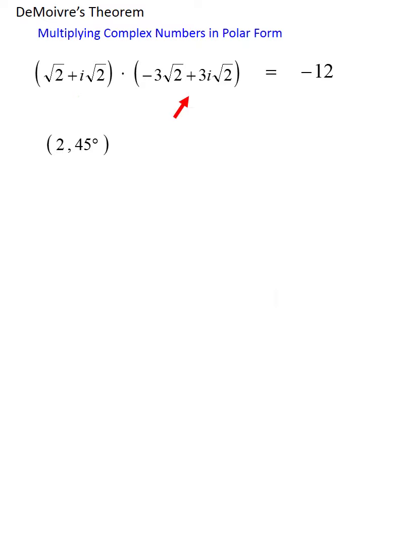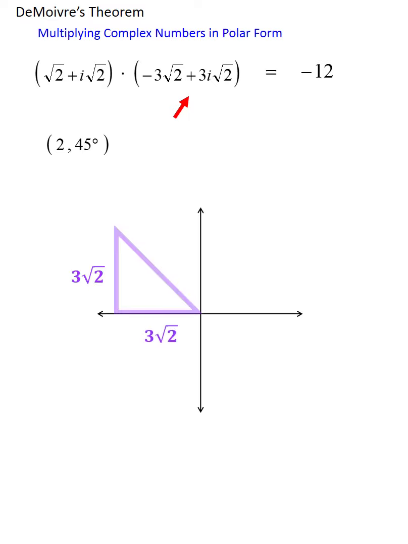Likewise, if we were to convert this complex number into polar coordinates, we would discover that we had a 45, 45, 90 triangle again for the same reason, and therefore this angle in blue here would be 135. The hypotenuse would be radical 2 times the leg, which by the way works out to 6, showing that we are 6 units from the origin at 135 degrees.